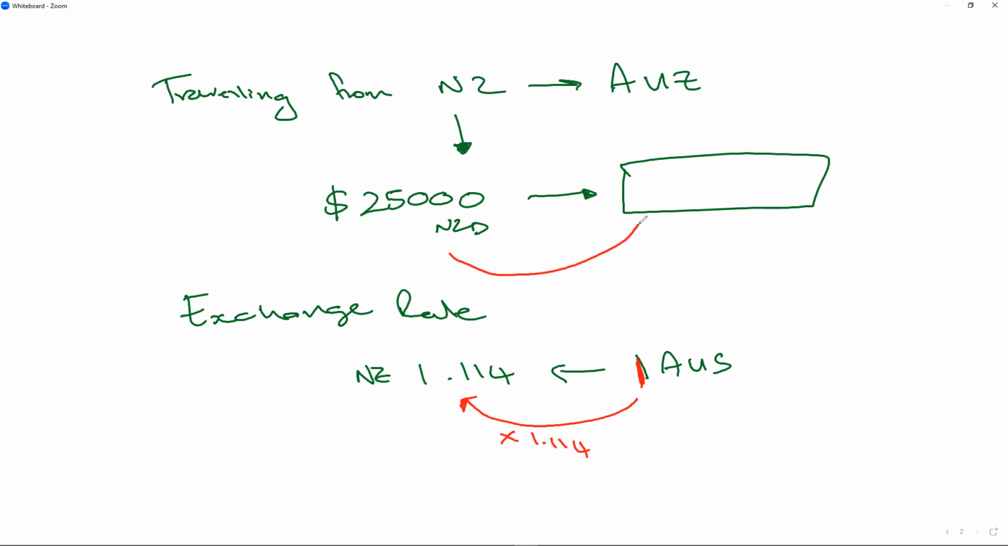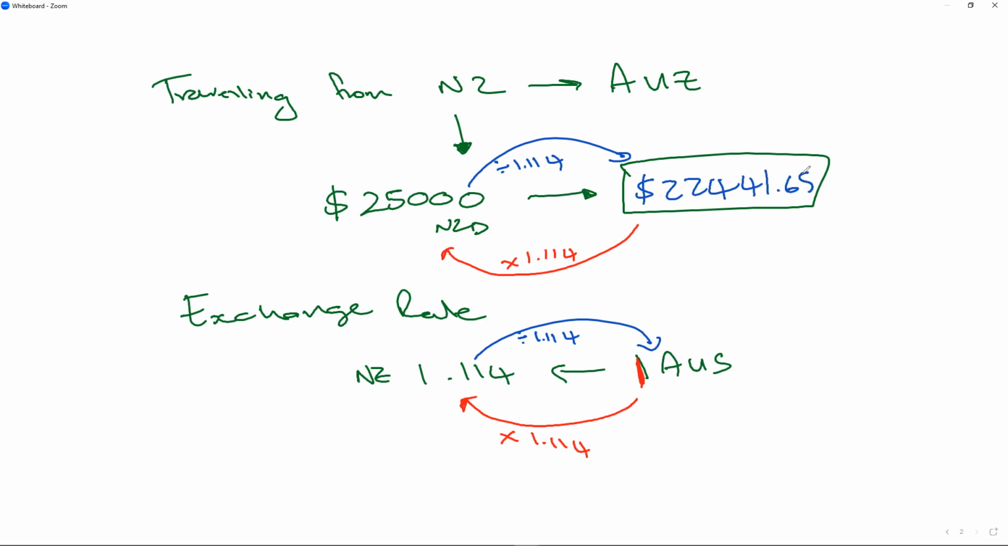So if I do exactly the same thing over here and I multiply this by 1.114, I will end up at 25,000. But we're going in the opposite direction. We're going that way. So we're going to divide by 1.114, and we do exactly the same here. We would divide that by 1.114. So we'll take $25,000 divided by 1.114. That'll come to 22,441.65.